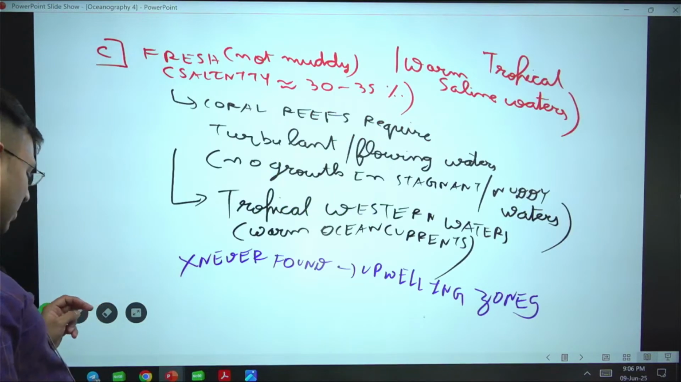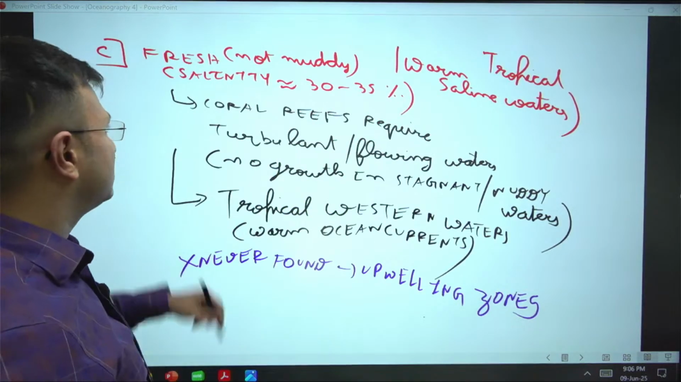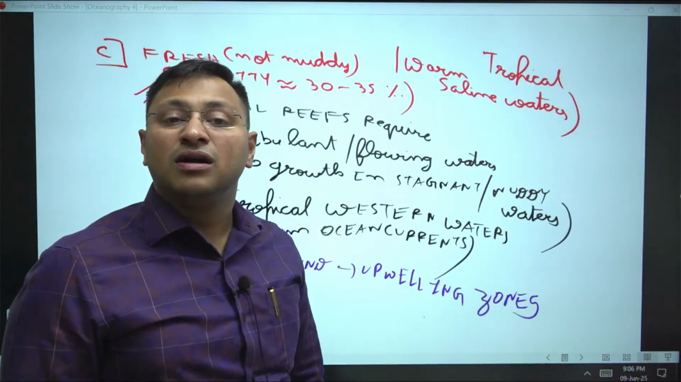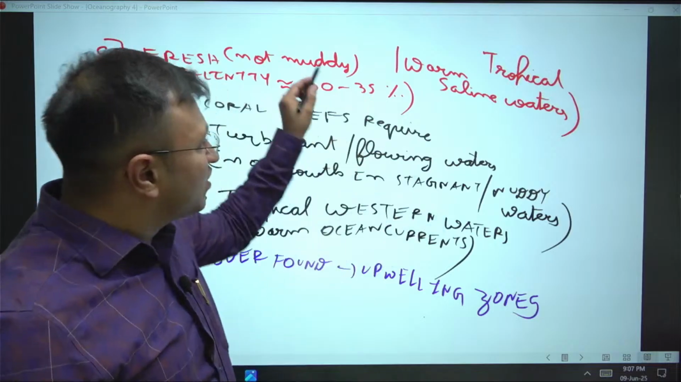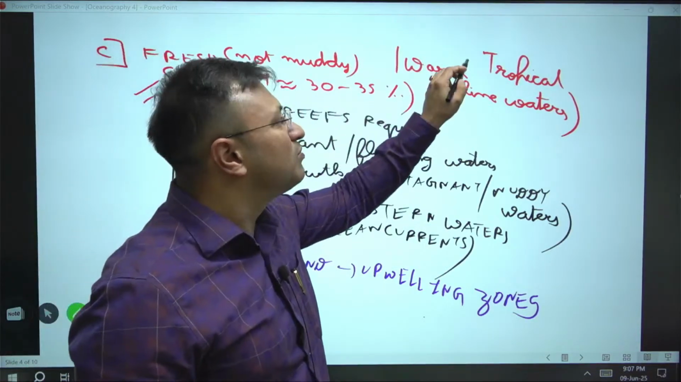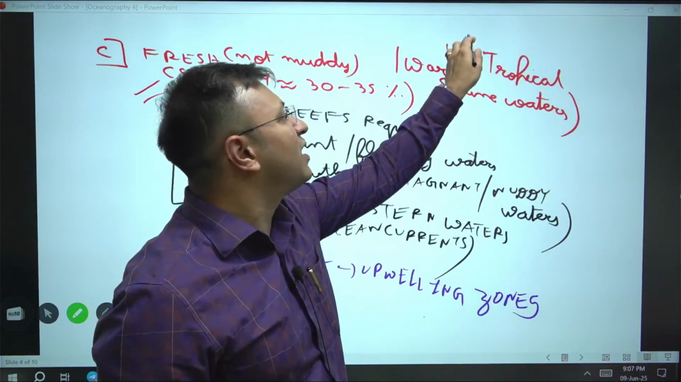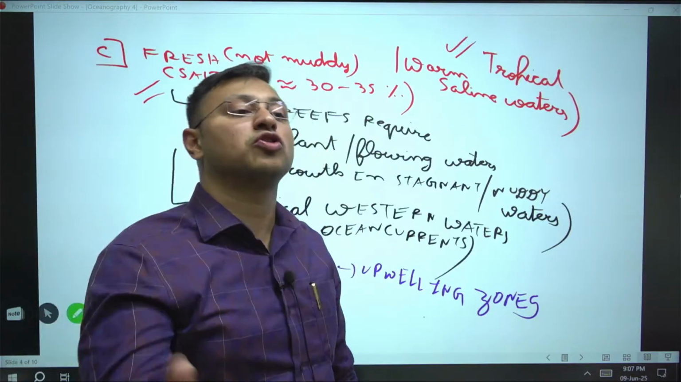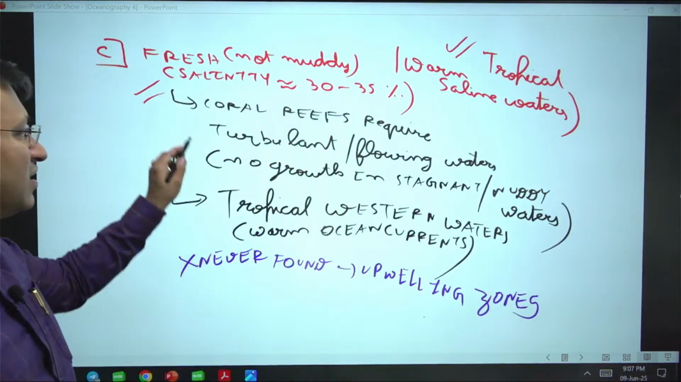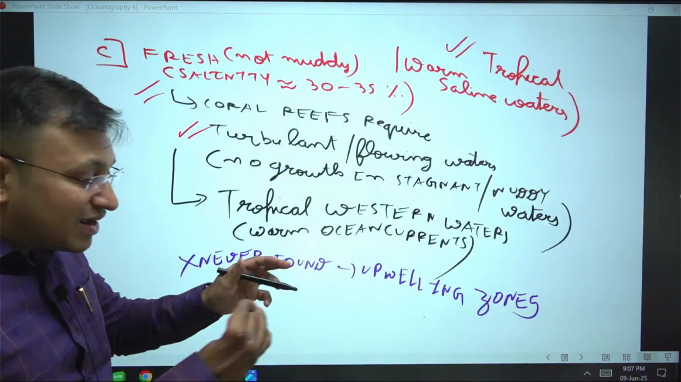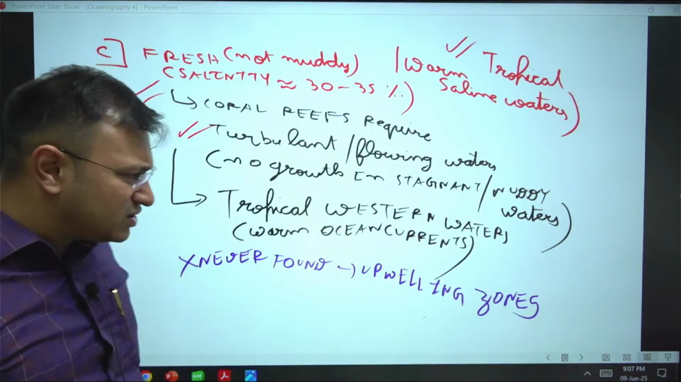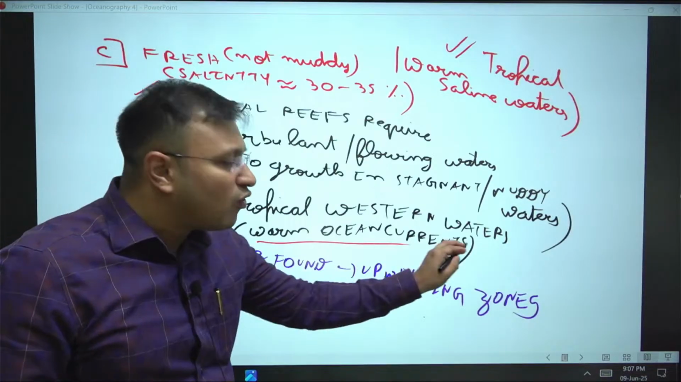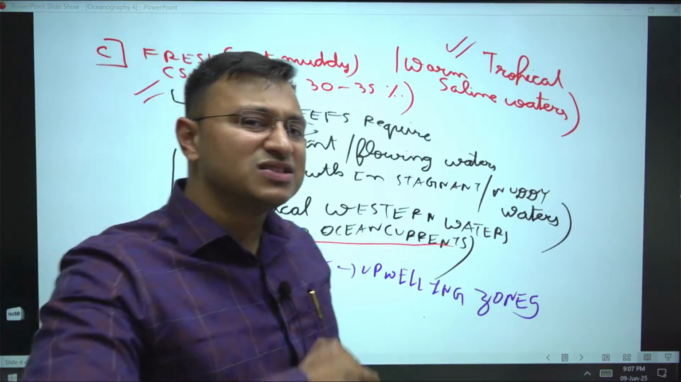After this, the third necessary condition is that the coral reefs cannot grow in muddy waters. They require fresh turbulent waters, and they are typically associated with warm tropical saline waters. They require flowing waters. They require a good flow of nutrients, and that is why wherever you have warm ocean currents. So warm ocean currents are a property of what?